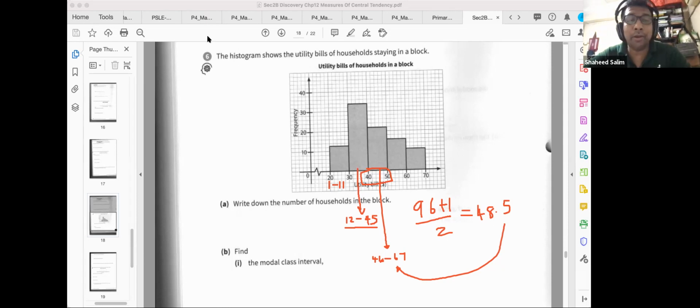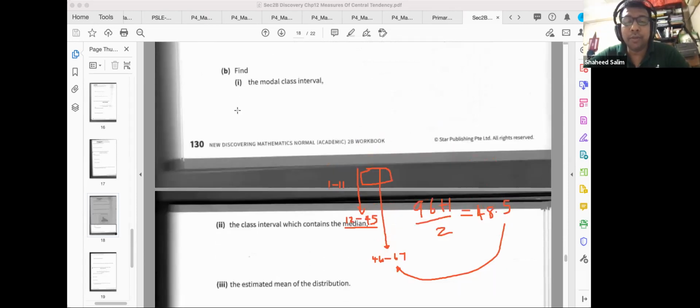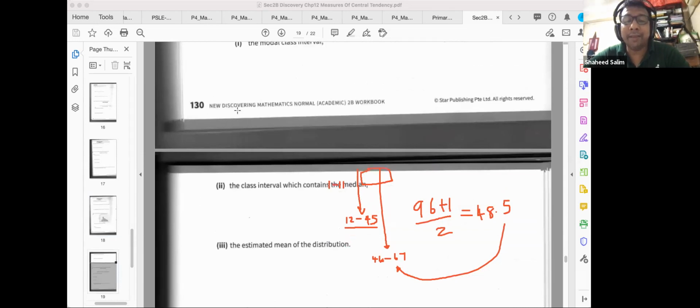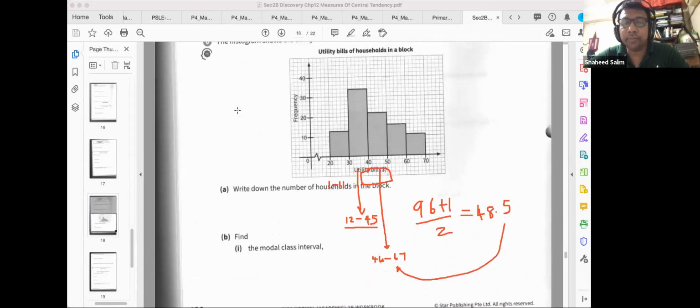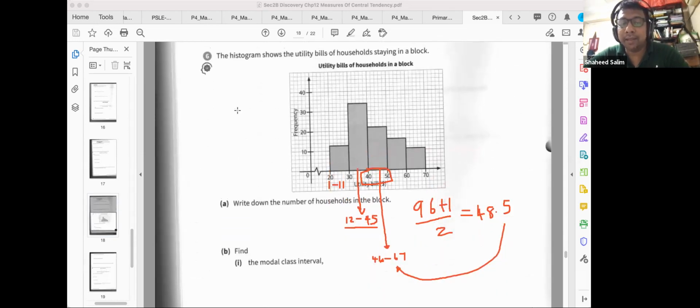Okay, we have to continue. Estimated mean of the distribution. What's the estimated mean? You must calculate the mean. What's the calculation for the mean? You find the total value divided by the total number of households, the average. So what's the total value? 20 to 30, what is the value you're going to take? 25. Remember?